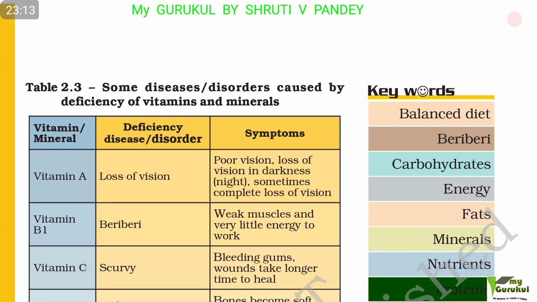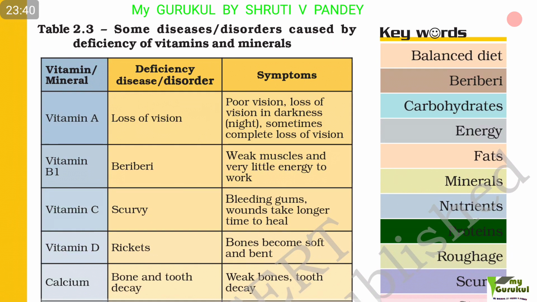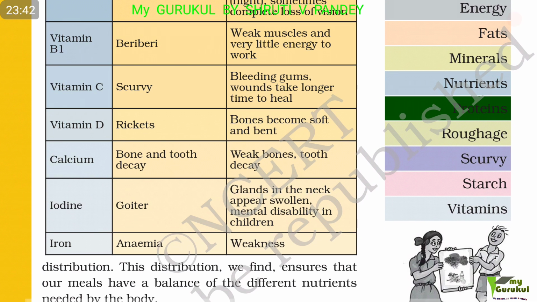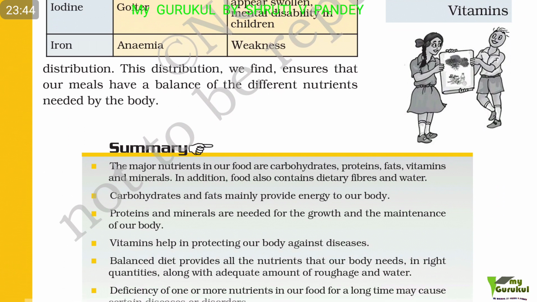So children, the keywords that we learned in this chapter are balanced diet, beriberi. Balanced diet: the diet which contains all kinds of foods required for our body is called a balanced diet. Beriberi is a disease caused by deficiency of vitamin B1. Carbohydrates, energy, fats, minerals, nutrients, proteins, roughage, scurvy, starch and vitamins.